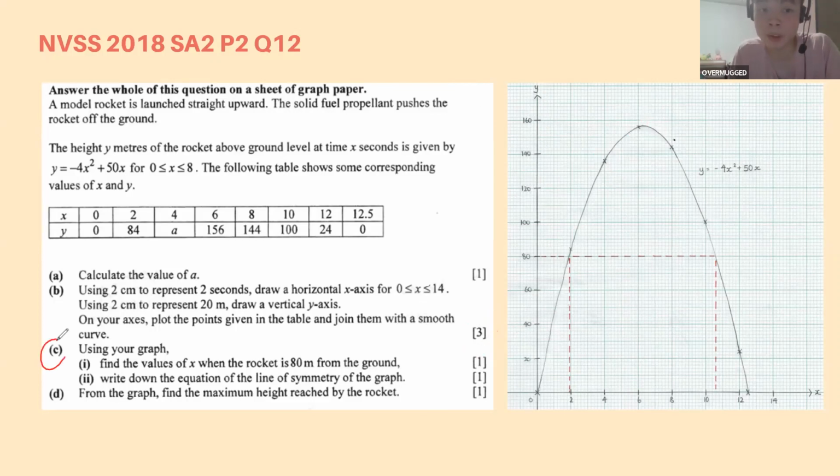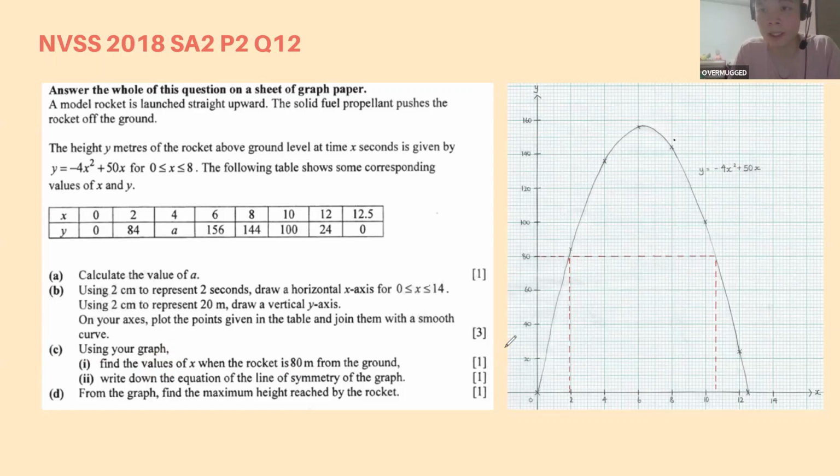Then now they say using your graph. So this is the part whereby you need to rely on the graph instead of the mathematical theory that you learned in the previous question. You need to show your working on the graph. Find the values of x when the rocket is 80 meters from the ground. Your y is the height, right? So I find 80 meters and then I have this value. I go some more, I have another value. So I actually have two values of x. Sometimes you can take a hint from the question, you realize they put an S over here, so it means you probably have more than one answer.